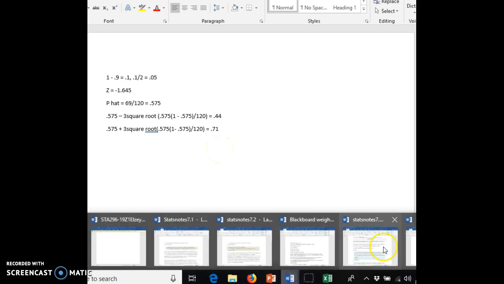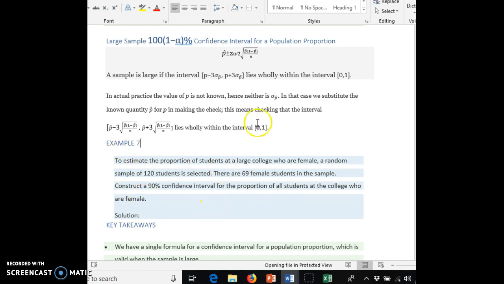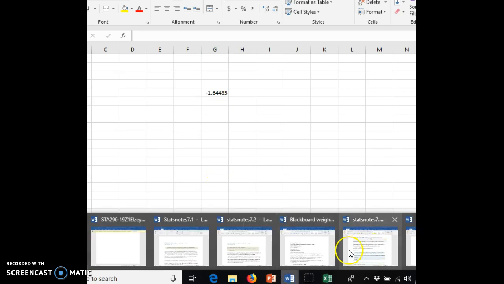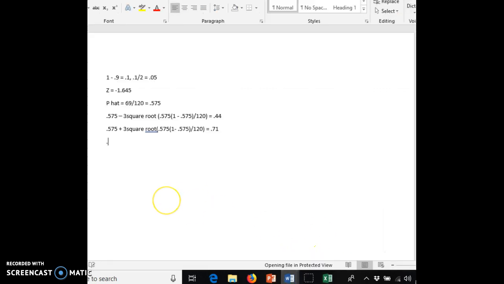So notice our confidence interval is now a little different. We're going to take p hat plus and minus the value we just got from our z of alpha over 2 times the square root of p hat 1 minus p hat over n. All right, so let's do that setup. So p hat is 0.575. We want plus and minus our 1.645, and we're going to take that and multiply it times the square root of 0.575, 1 minus 0.575 divided by 120.